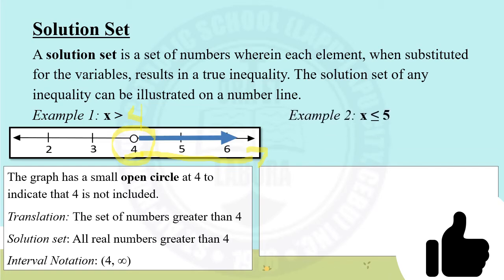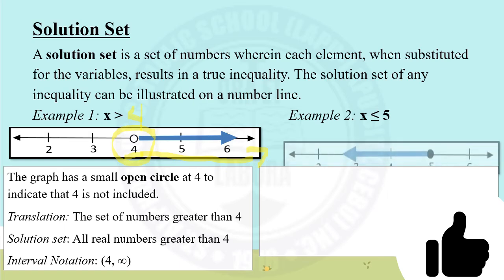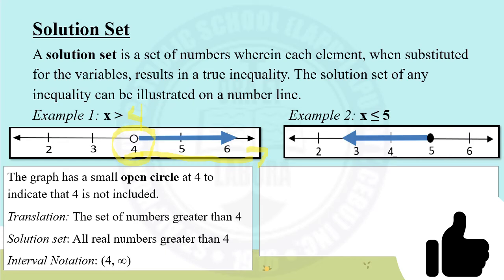Let's have another example, which is x is less than or equal to 5. As you can see in our graph, since we are using a less than or equal to, there's an equal sign below the less than symbol, so that means we will be using a shaded circle, which means that 5 is included. Now, since the value of x is less than 5, that means our arrow will be going to the left because it's less than.